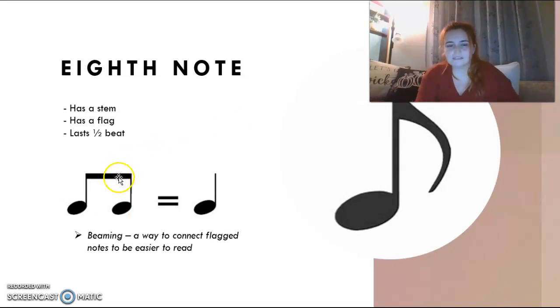Now down here in this example, you'll see that these 2 eighth notes are connected. This is called beaming. It's a way to connect flag notes together so that they're just easier to distinguish and read on a measure.